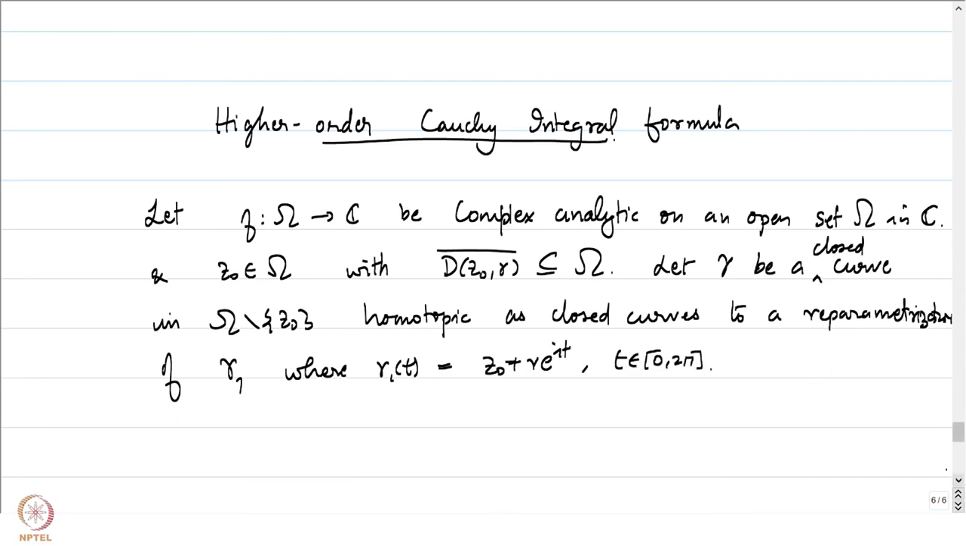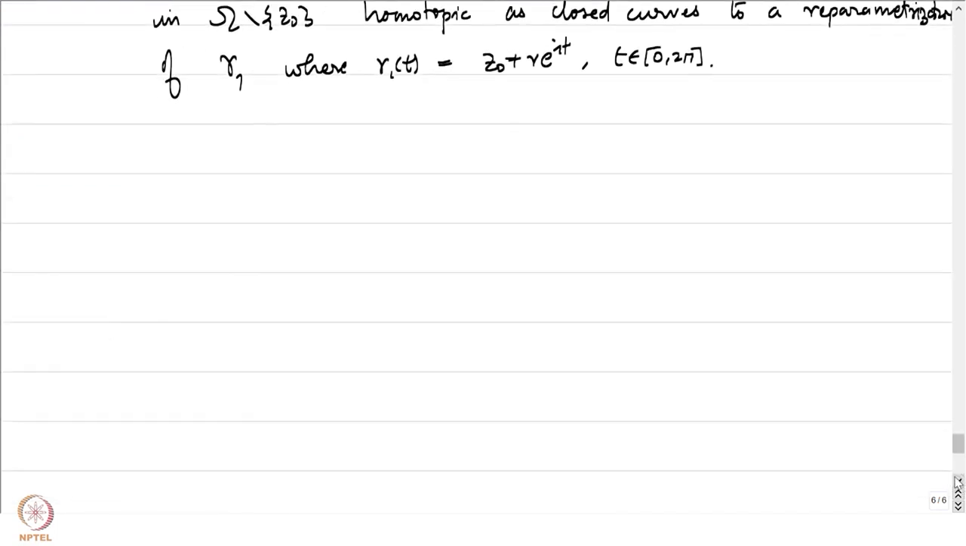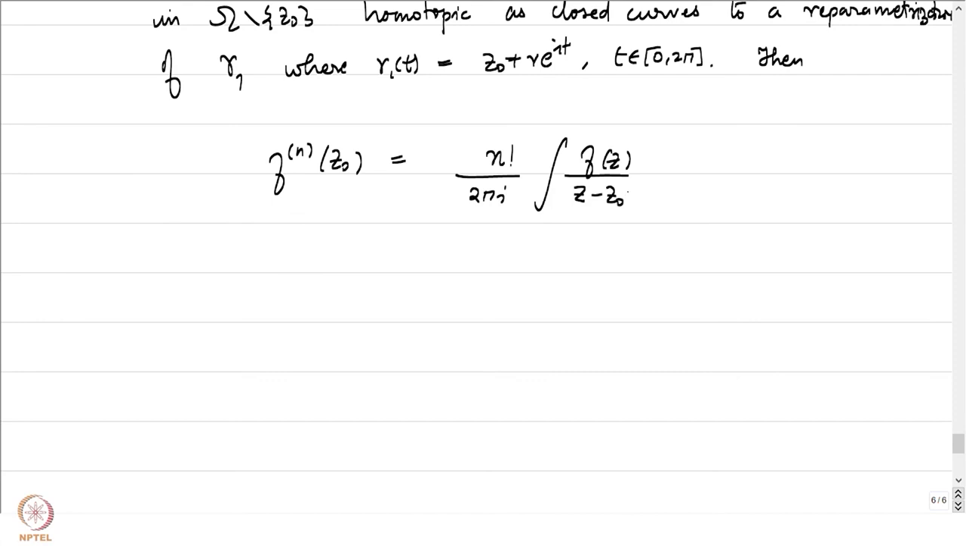So, this is going to be where in omega minus z naught. Oh, I have already written that; it has already been captured here. So, in omega minus z naught, we have gamma is homotopic to the circle of radius r around z naught. Then, f^(n) at z naught is going to be equal to n factorial by 2 pi I times the integral of f of z by z minus z naught to the power n plus 1 dz.